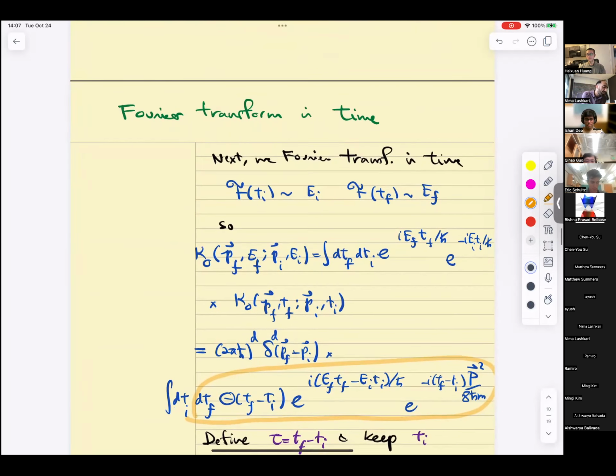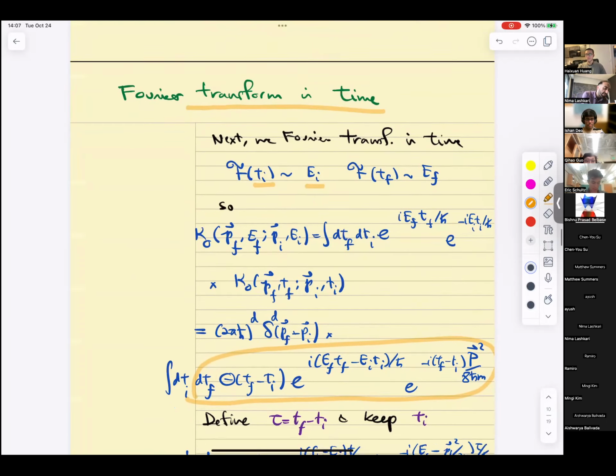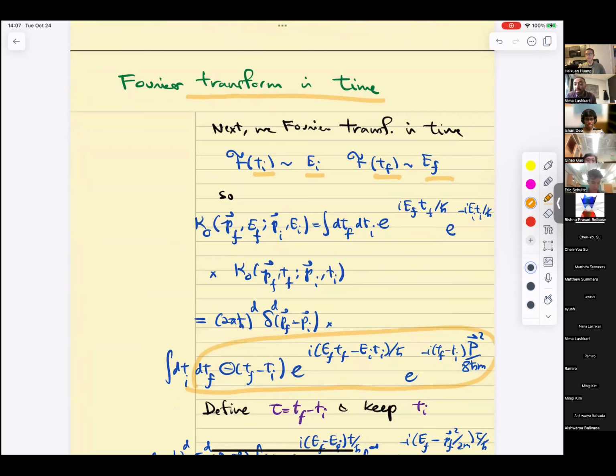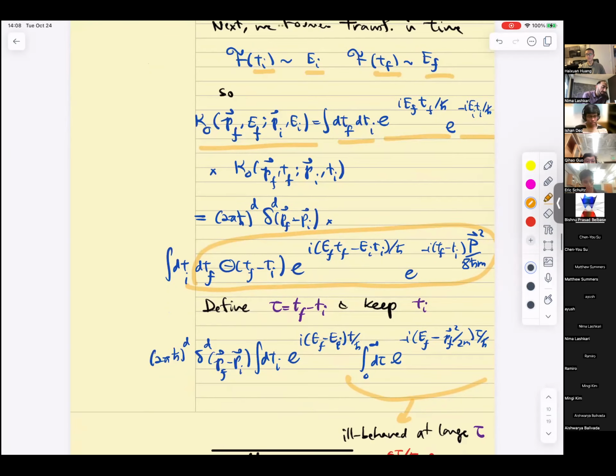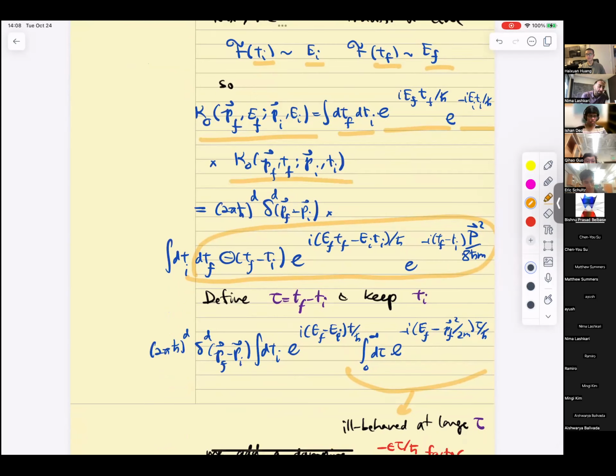So what we're going to do next is Fourier transform in time. The Fourier variable conjugate to Ti, I'm going to call it Ei, initial energy. The Fourier variable to final time, I'm going to call it Ef, right? So here's my Fourier transform variable. I'll just have to integrate over Ti, Tf with these two phases. Again, there's a sign difference between the two because initial and final have to do with ket and bra.